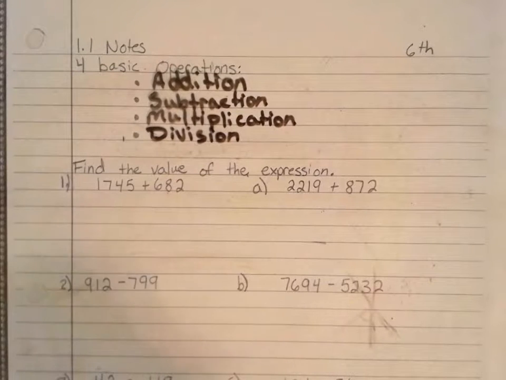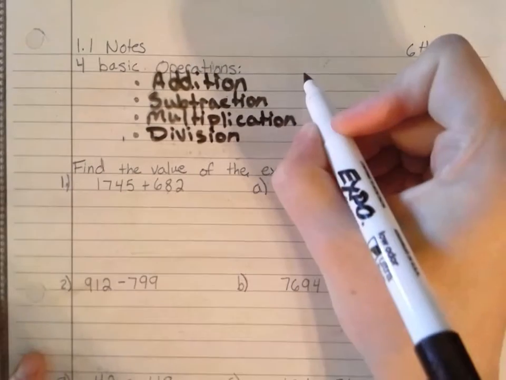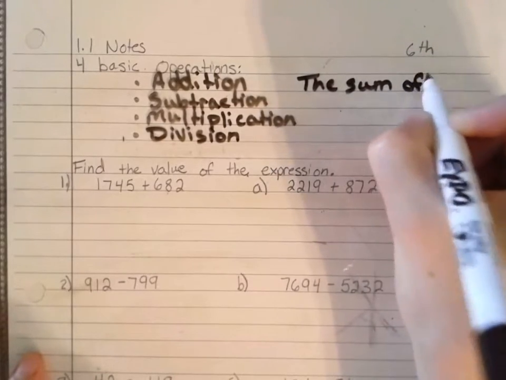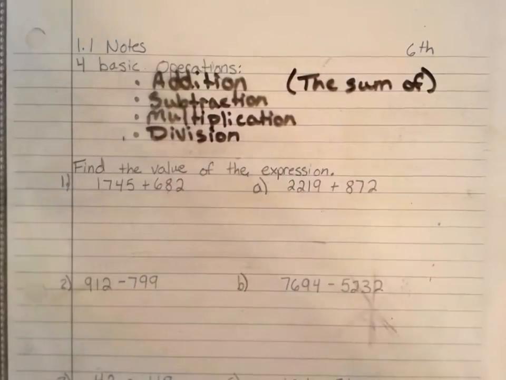In word problems, most of them do not come out and say add these numbers, subtract these numbers, multiply or divide them. We have to use clues in order to help us know which of the 4 operations to use. So with addition, that means the sum of. So when you see sum, think addition.